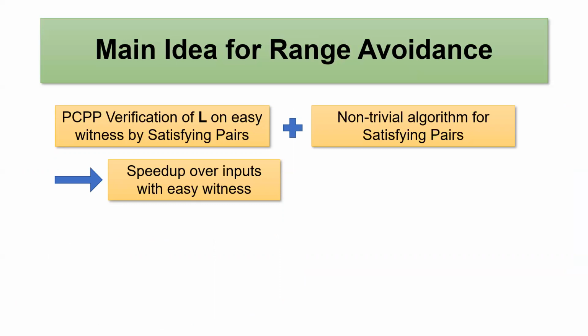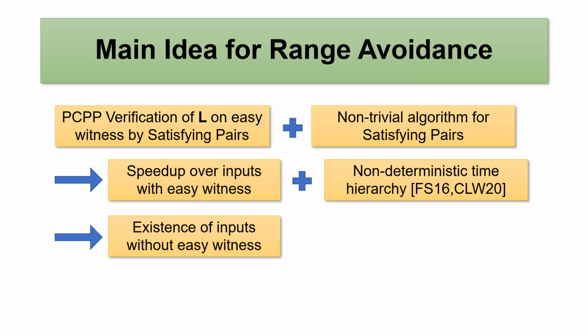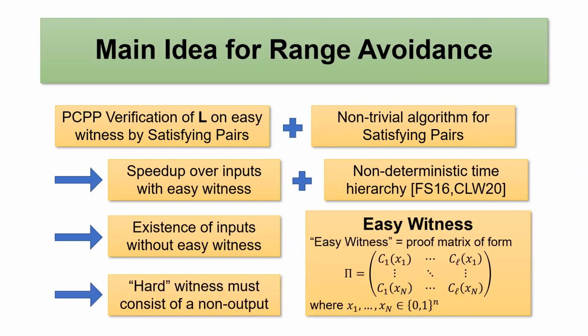But from the non-deterministic time hierarchy, we can find a language L such that not all inputs in L can have such a speedup. This means that there is an input in L without an easy witness. And recall that hard witnesses contain a non-output. And we can find such a non-output with an NP oracle. Therefore, we have an FP^NP algorithm for range avoidance.